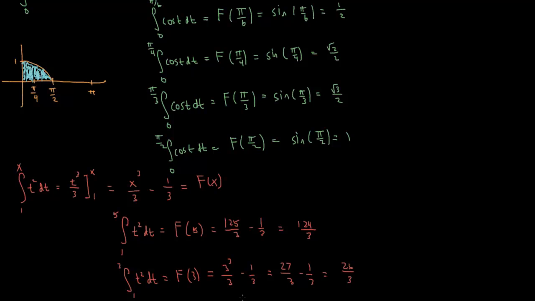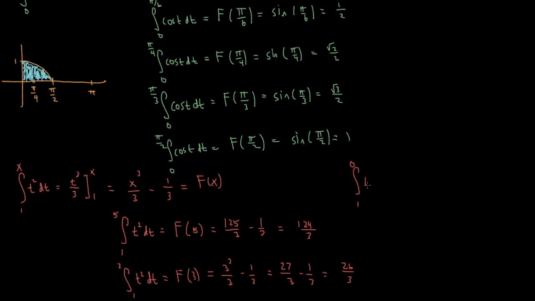Now, what happens if you pick an endpoint that is smaller than 1 in this case? I think we'll be fine. It looks funny. I think it's fine. What if we looked at, say, the definite integral from 1 to 0?